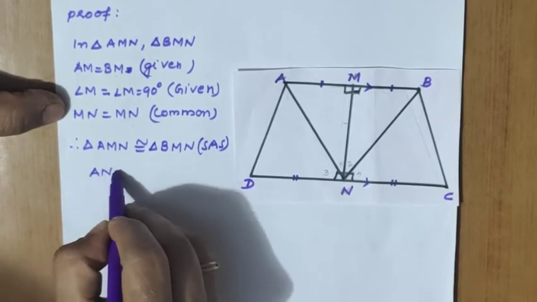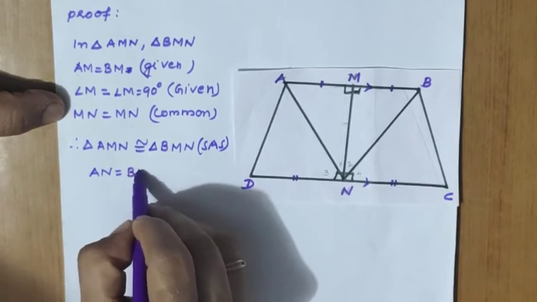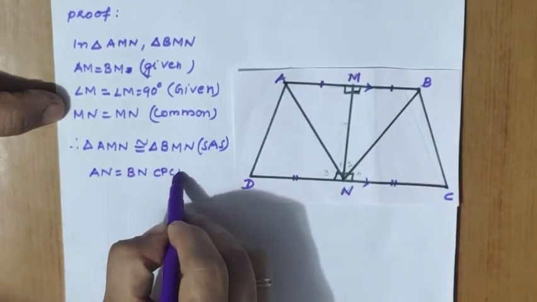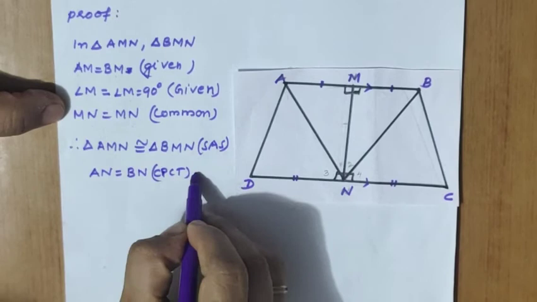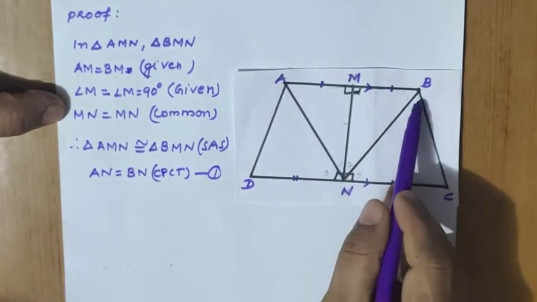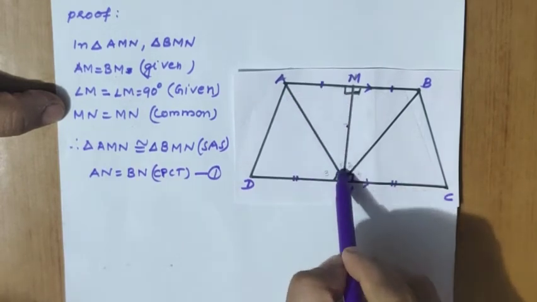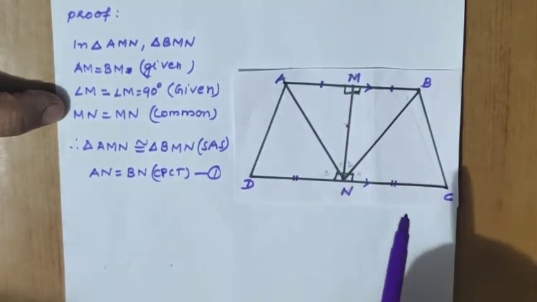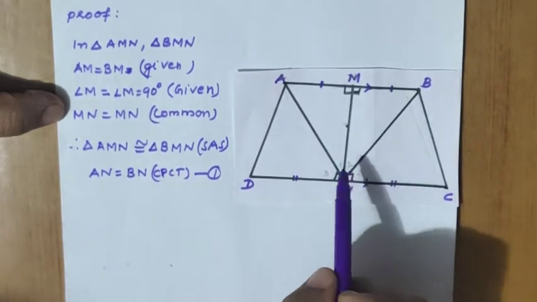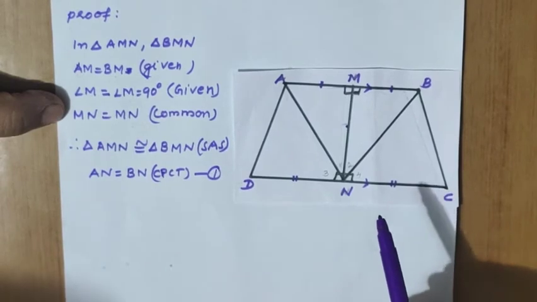Now from this, what can you write? AN equal to BN, CPCT, equation number 1. What is AN? This side, which is not used for proving. First side and second side we have used for proving. What is the remaining side? AN and BN, that is the hypotenuse for this right triangle. AN equal to BN by CPCT. Now what is left?